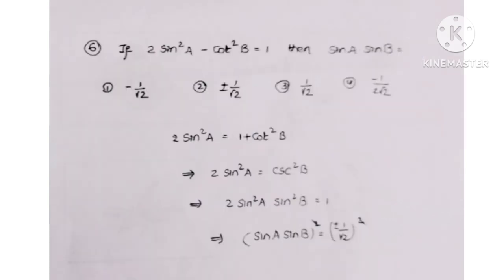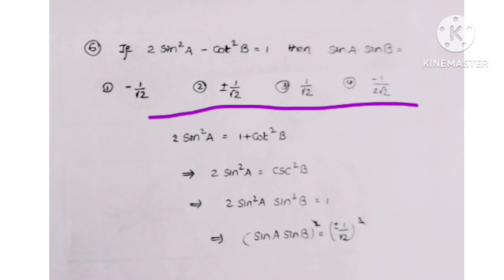Okay, so the next problem. If 2 sin square a minus cos square b is equal to 1, then what is the value of sin a into sin b? The options are minus 1 by root 2, plus or minus 1 by root 2, 1 by root 2, minus 1 by 2 root 2.